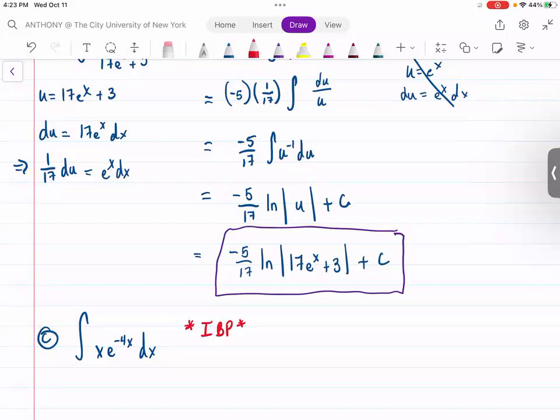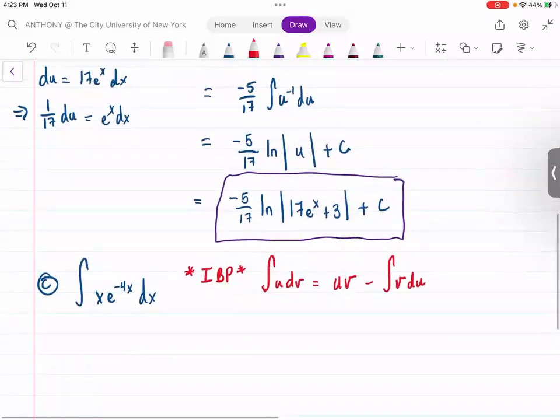And the formula for it states that if you have the integral of, I believe we say u times dv, then this is equal to u times v minus the integral of v du. Okay? So what would be my u here?